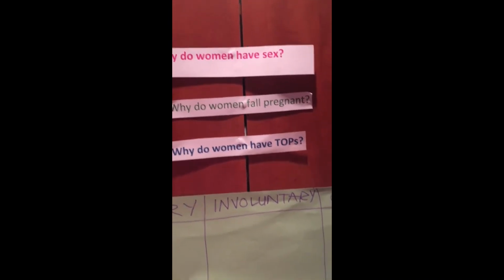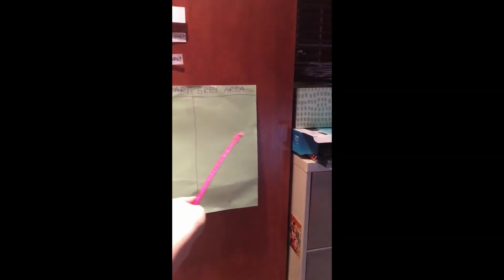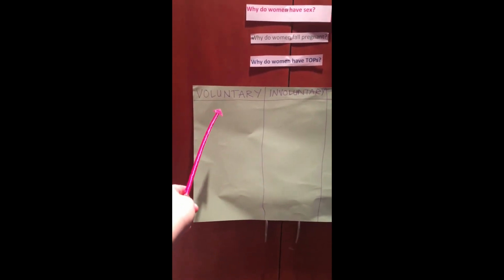And when you think of your answers, you have to classify them. So let me just stand back so that you can see the table. So let's say you think of 10 answers to why do women have sex. Every single one of those answers has to be written down in one of these columns. And the way to think about it is that if in this circumstance it is always voluntary, it is always this woman's choice to do this thing, irrespective of what other circumstances there are, then it's voluntary.